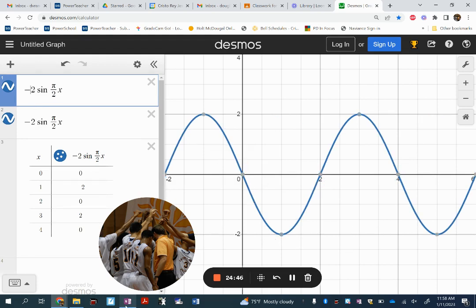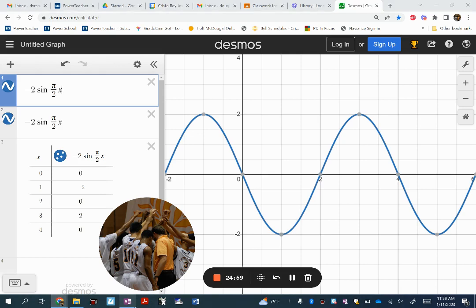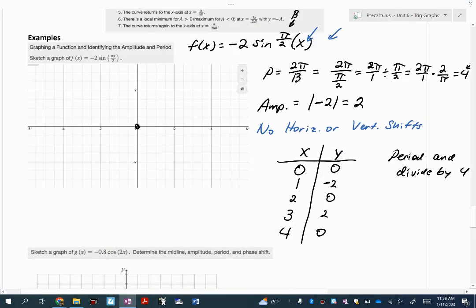All right, so let's fill in that table of values. 0, negative 2, 0, 2, 0. Just confirm. 0, negative 2, 0, 2, 0. Excellent. All right, so here we go. 0, 0, 1, negative 2, 2, 0, 3, 2, and 4, 0.